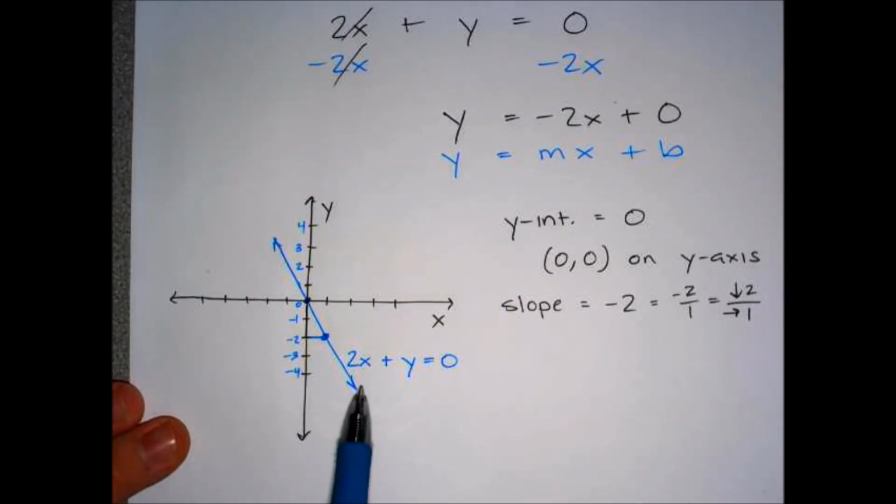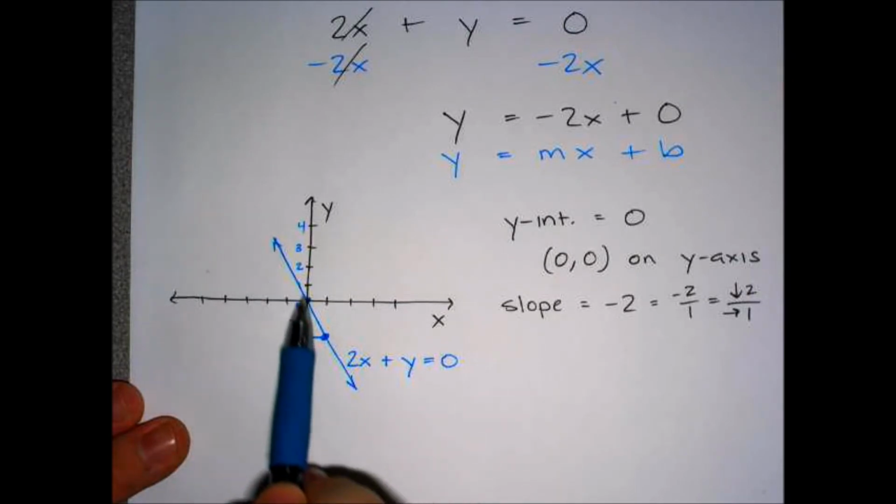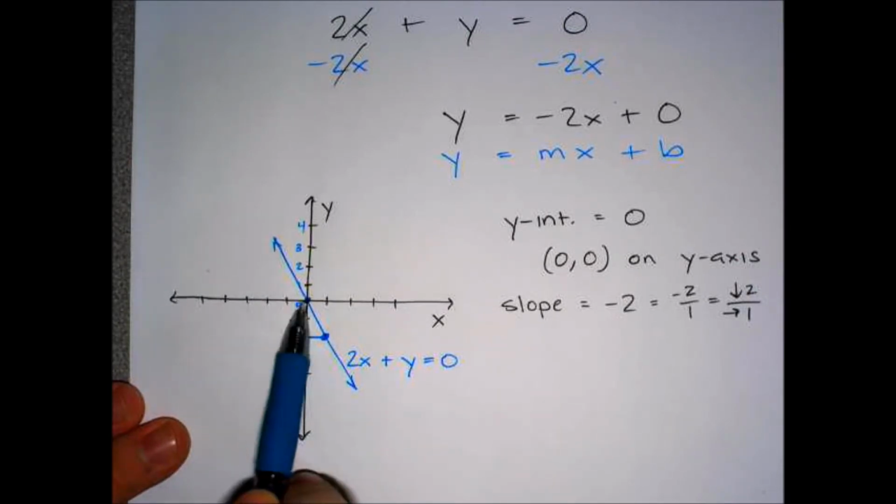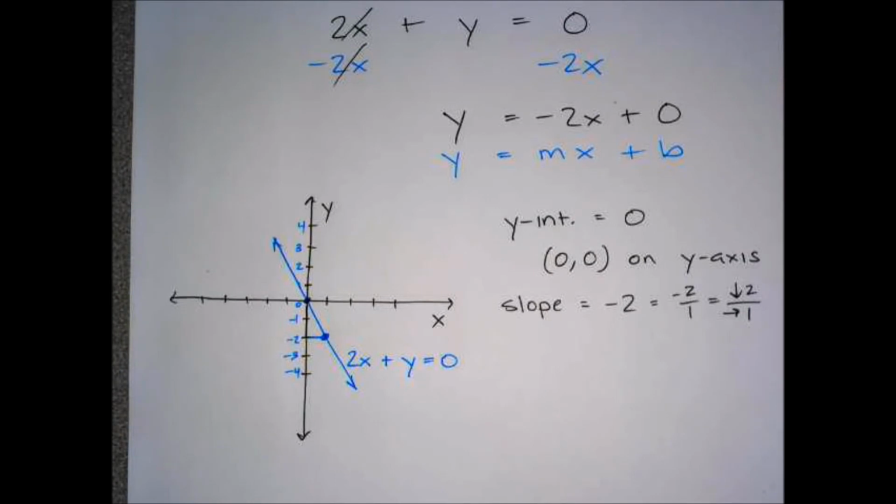So here's our line. It has a negative slope, so it's going down to the right, and it crosses the y-axis right when y equals 0. Alright, let's go on to our next example. Number 2.